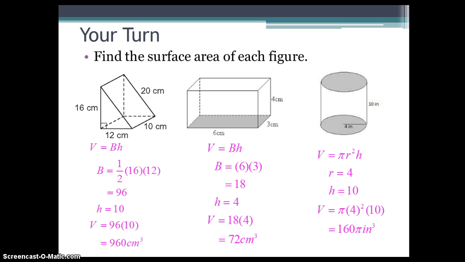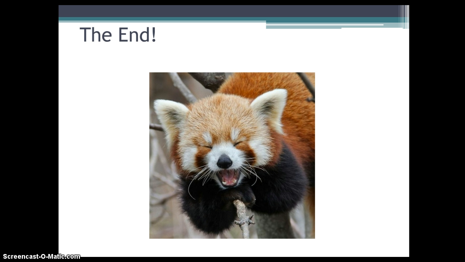Hopefully your answers match. And again, pause the video, check your work, and then bring questions to class. And that's it for volume. Nice and simple, and we'll talk about volumes of other shapes at a later date.